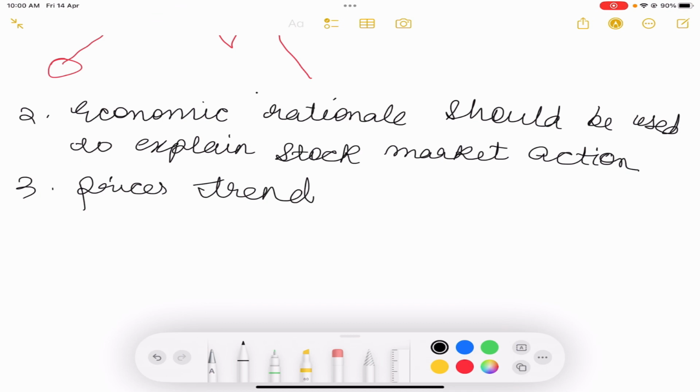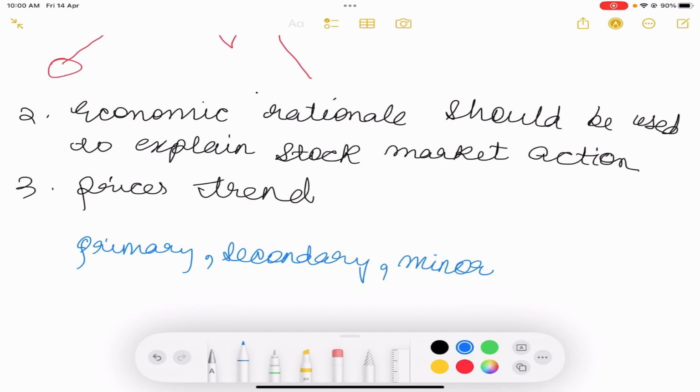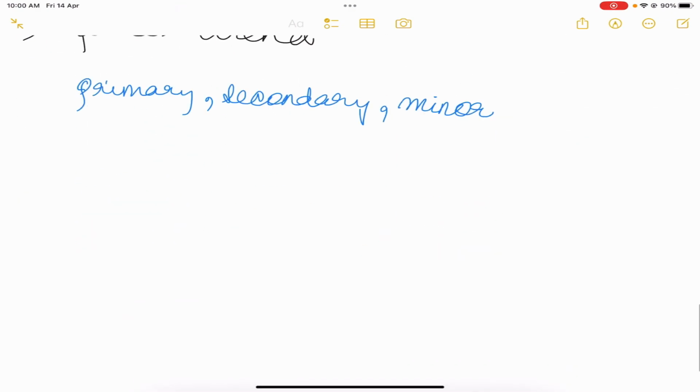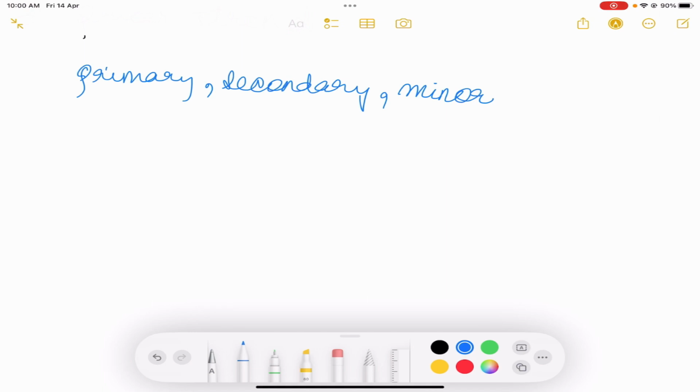Now let's see something else. Let's see the types of trends, which are primary, secondary and minor. Don't get confused with the previous primary, secondary, intermediate. We're not talking about those types of trends. Now we are seeing the Dow theory trends. What does Dow theory trend mean? They say that every single movement will have these three trends. Now let's look at them.